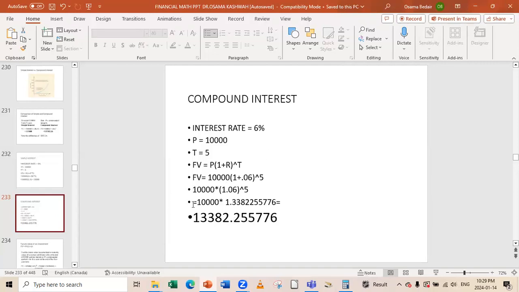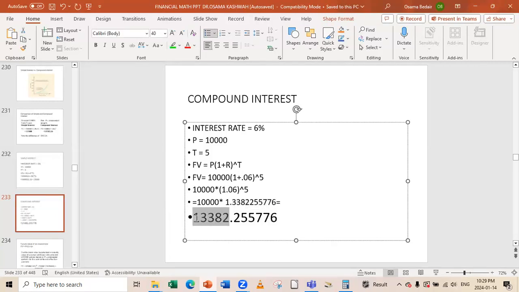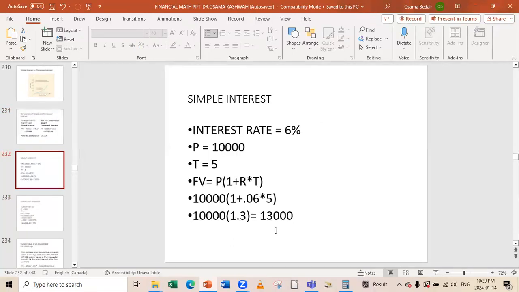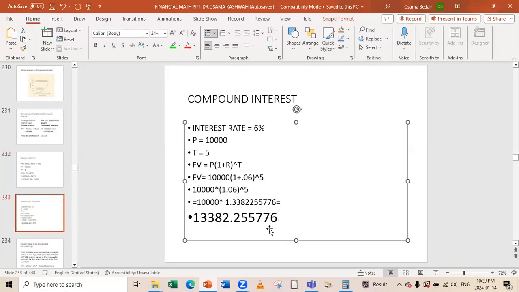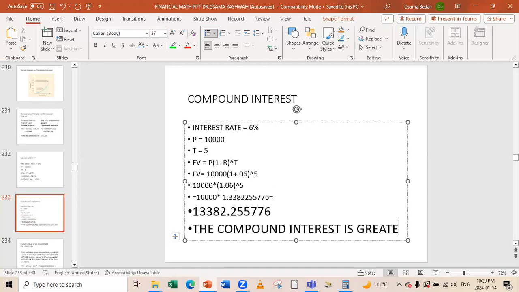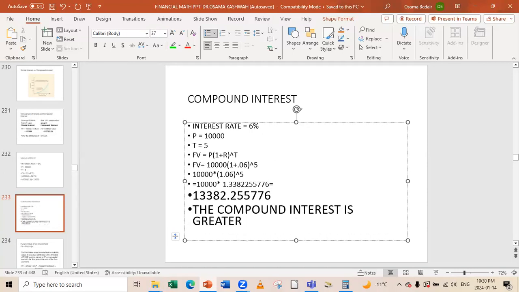So what is the difference between compound interest and simple interest? Forget about the decimals. Just take the number 13,382 and compare it with the other number, the simple interest, 13,000. That means that compound interest is greater than simple interest. Compound interest is always greater than simple interest.